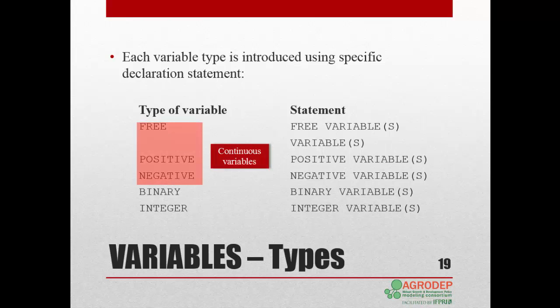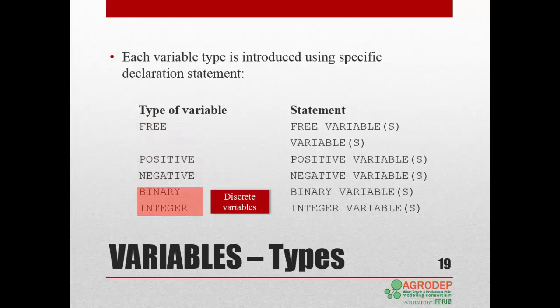For continuous variables, we can use the keywords free variables or variables. In the case of free variables, if you recall, by default, in GAMS, variables are free. We can also use the keywords positive variable for variables that can only be positive, and negative variables for variables that can only be negative. For discrete variables, we can use the keywords binary variables or integer variables.